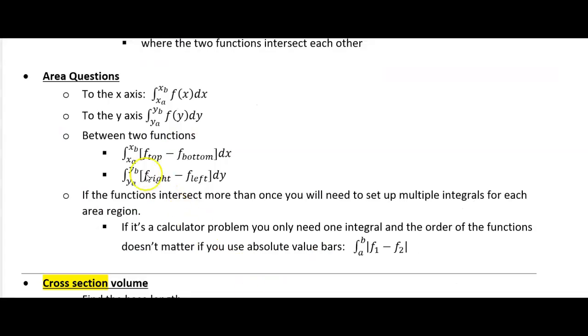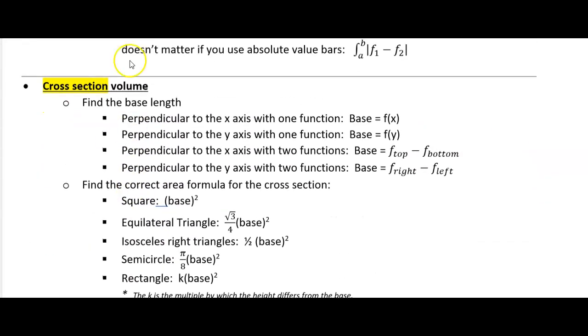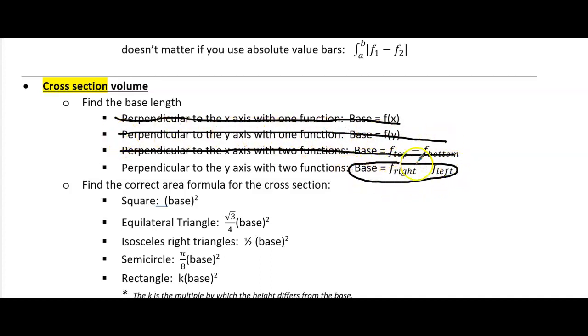So on my reference sheet, we're going to jump down to the cross section. It's perpendicular to the y-axis. So we know we're not going to be worrying about this, and we also know we're not going to be worrying about this. And we do have two functions involved here, 2x and x squared. We don't have just one, so we're not using this. So this will be my base.